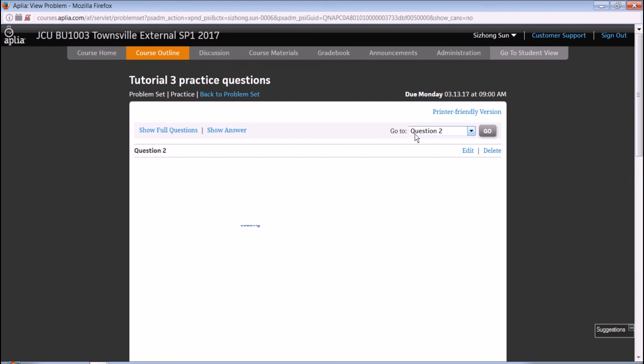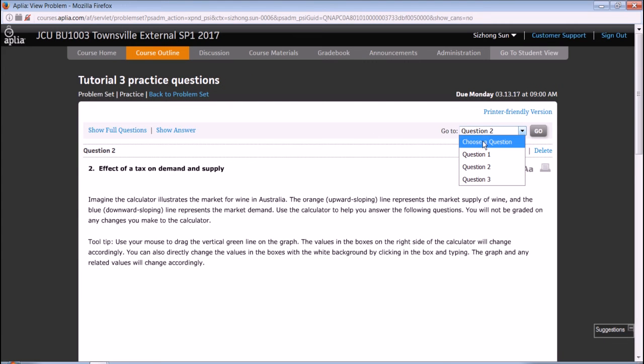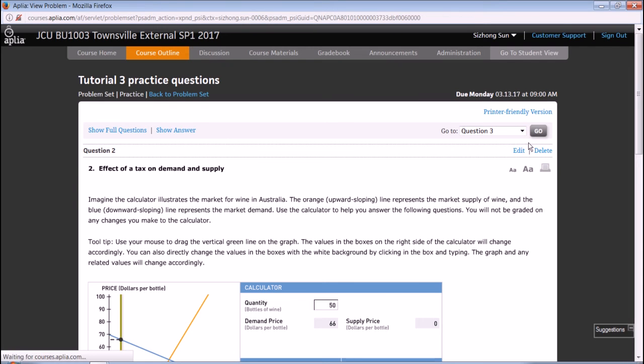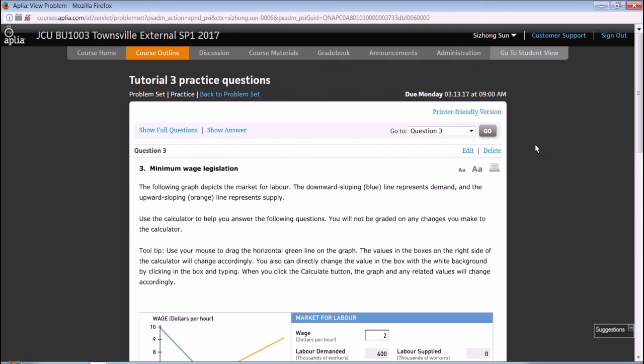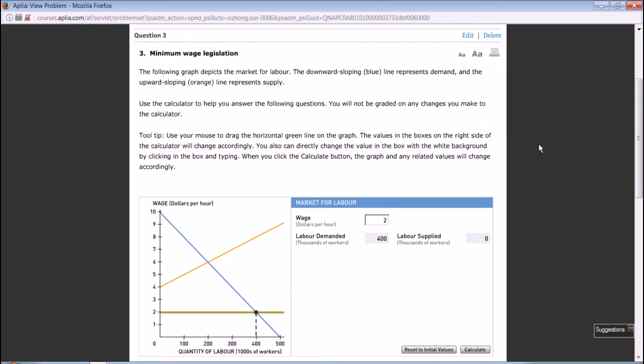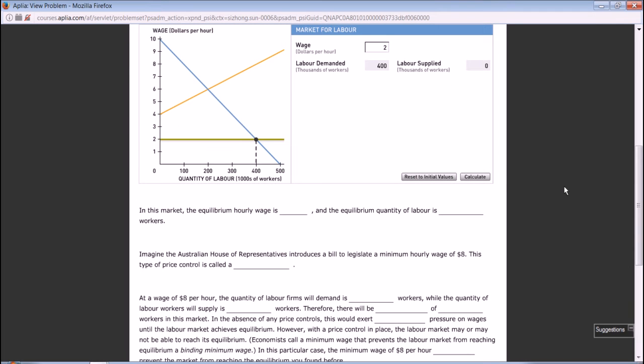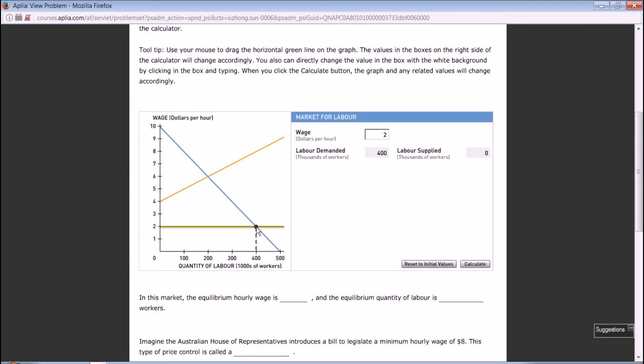Okay, question 3. Minimum wage legislation. The following graph depicts the market for labor. So the downward sloping blue line is demand, the upward sloping orange line is supply. Use the calculator to help you answer the following questions. In this market, the equilibrium wage rate is the intersection point, where supply equals demand. So it's $6. Quantity is 200.